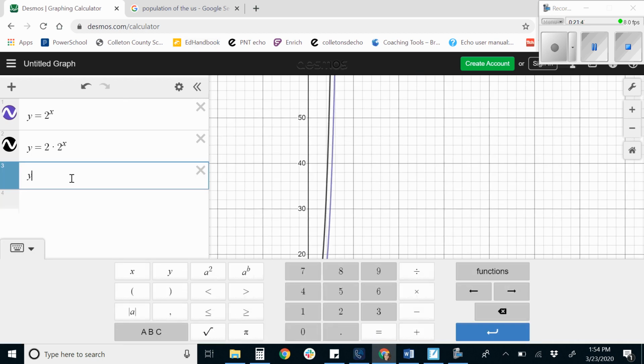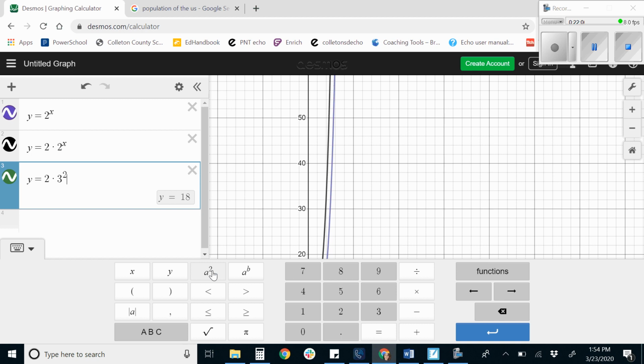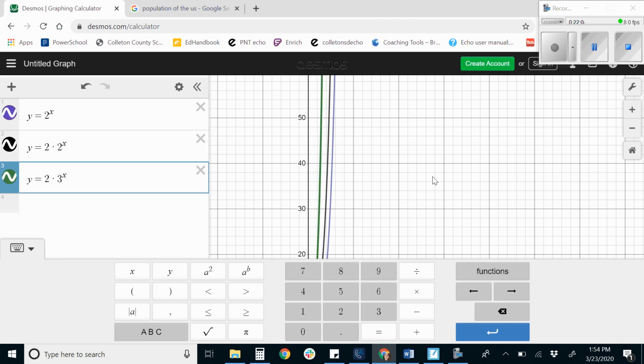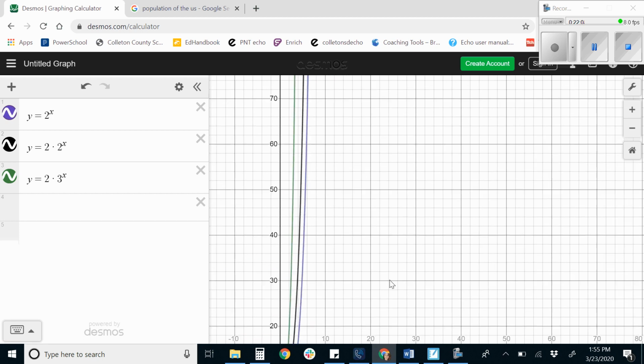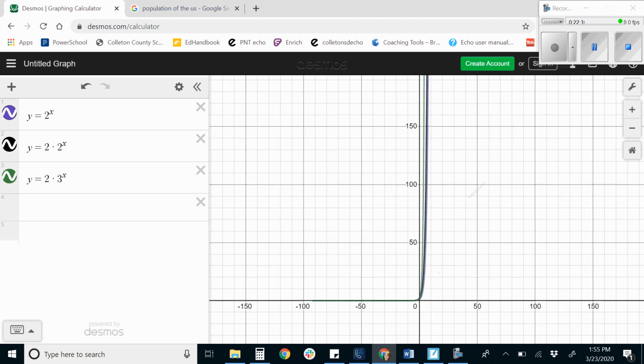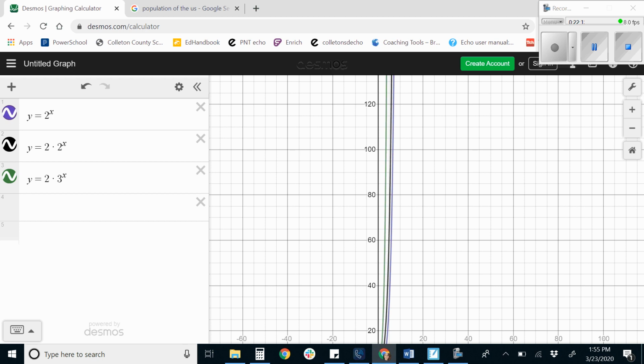If we had y equals, we started with 2, and let's say each one infected 2 more, so it'd be 3 to the x. I just realized why I was doing that. I was using the wrong button. Oh well. Look how much steeper that one is. It starts higher. It's going to infect a lot more people a lot faster.